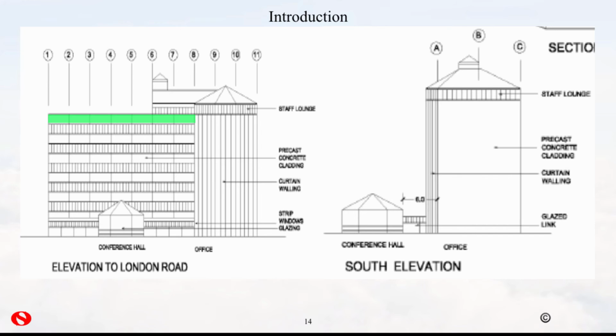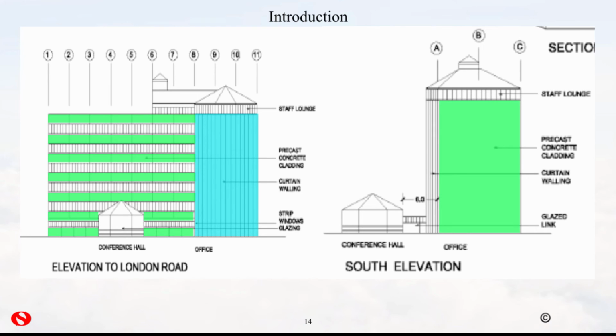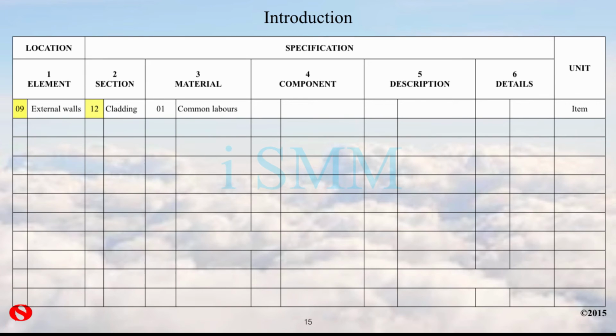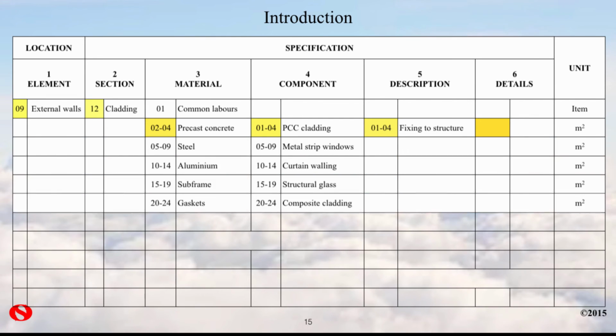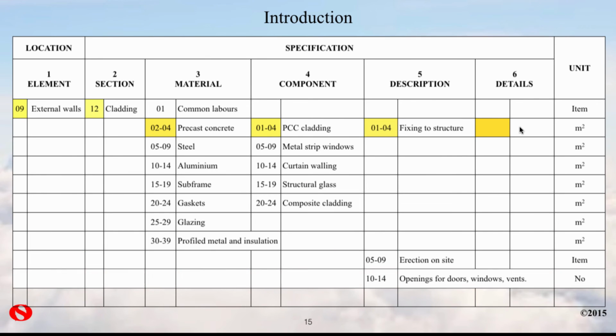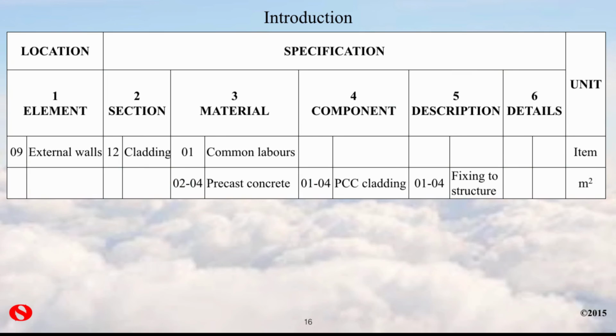And in terms of an example, here is our precast concrete cladding shown up on the drawing here. And what we've got is a series of codes for external walls for the location 09. Section 12 is in cladding, and we're in material 02 to 04 for precast concrete, and it's precast concrete cladding, and it's fixing to the structure. And if there are any details here that are relevant or available, we can use those too. And so it goes through in this particular section, providing a series of codes.